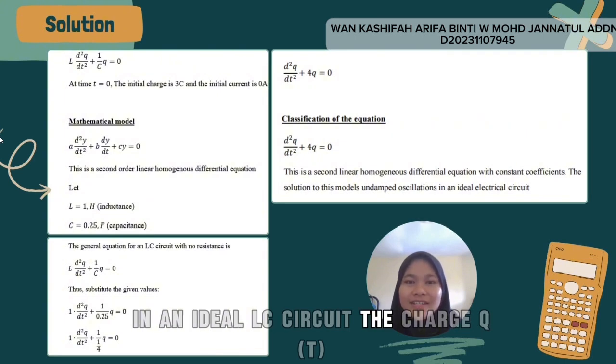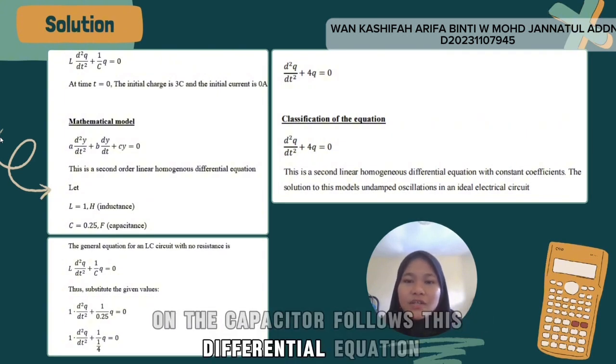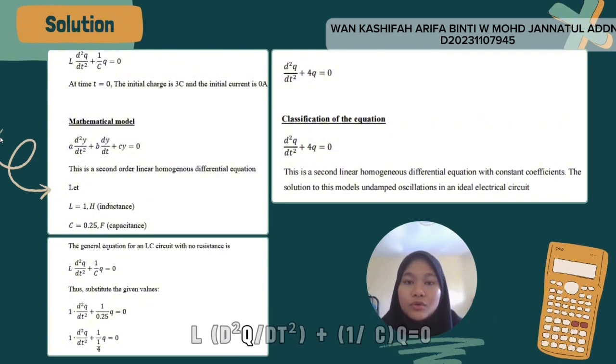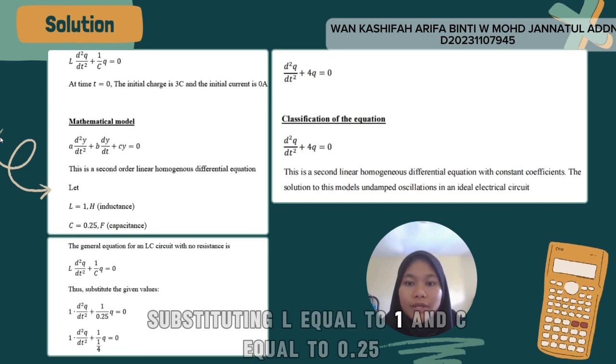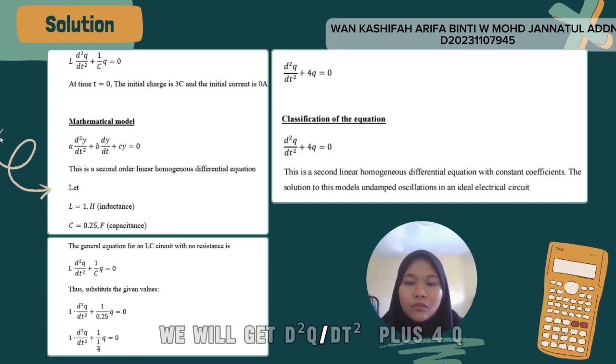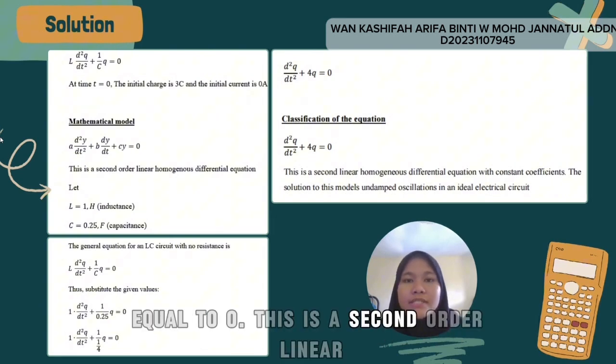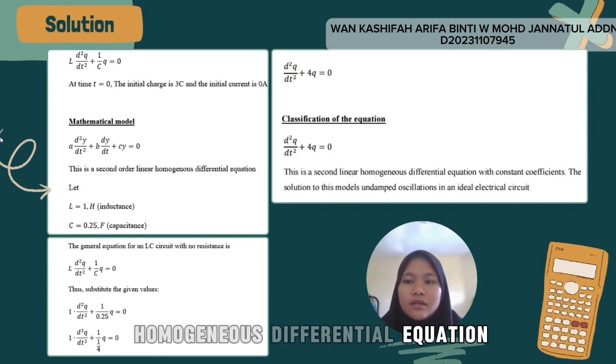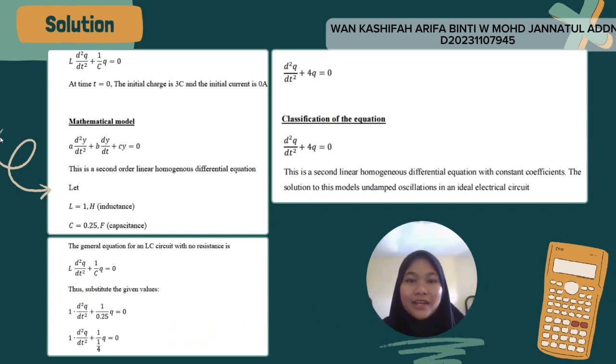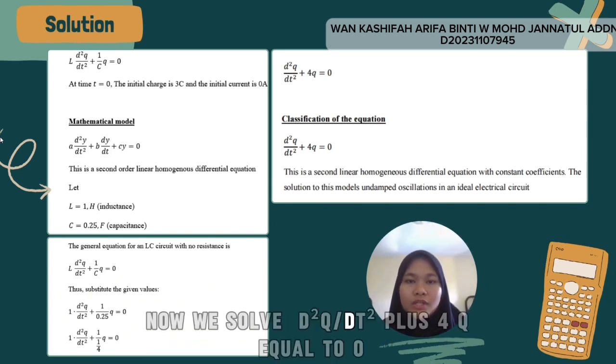In an ideal LC circuit, the charge Q(t) on the capacitor follows this differential equation: L d²Q/dt² plus 1/C Q equal to 0. Substituting L equal to 1 and C equal to 0.25, we get d²Q/dt² plus 4Q equal to 0. This is a second-order linear homogeneous differential equation with constant coefficients. Now we solve d²Q/dt² plus 4Q equal to 0.